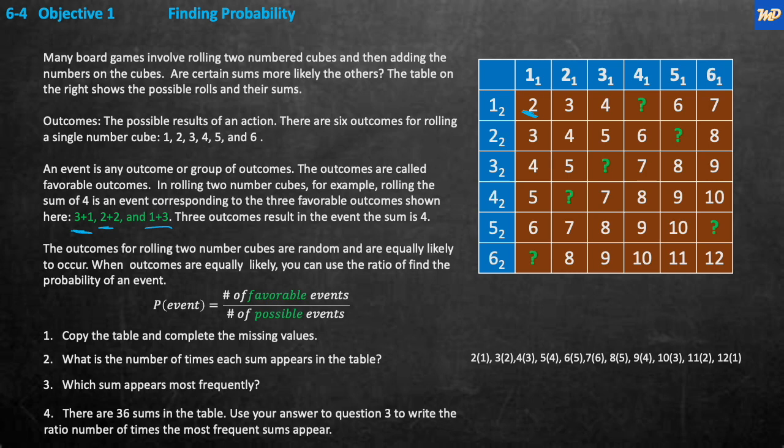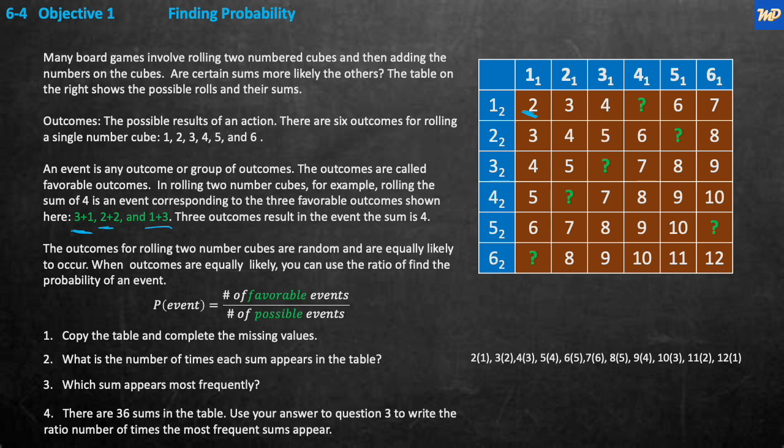So the outcomes for rolling 2 numbered cubes are random. Unless there's something wrong with the cubes, they're loaded or something to change the way they're going to fall, they're considered random. And because of that, statistically, we can assume that whatever is going to come up is true statistics, not something favored because of cheating or something like that. So it's random and equally likely to occur. When outcomes are equally likely, you can use a ratio to find the probability of an event.